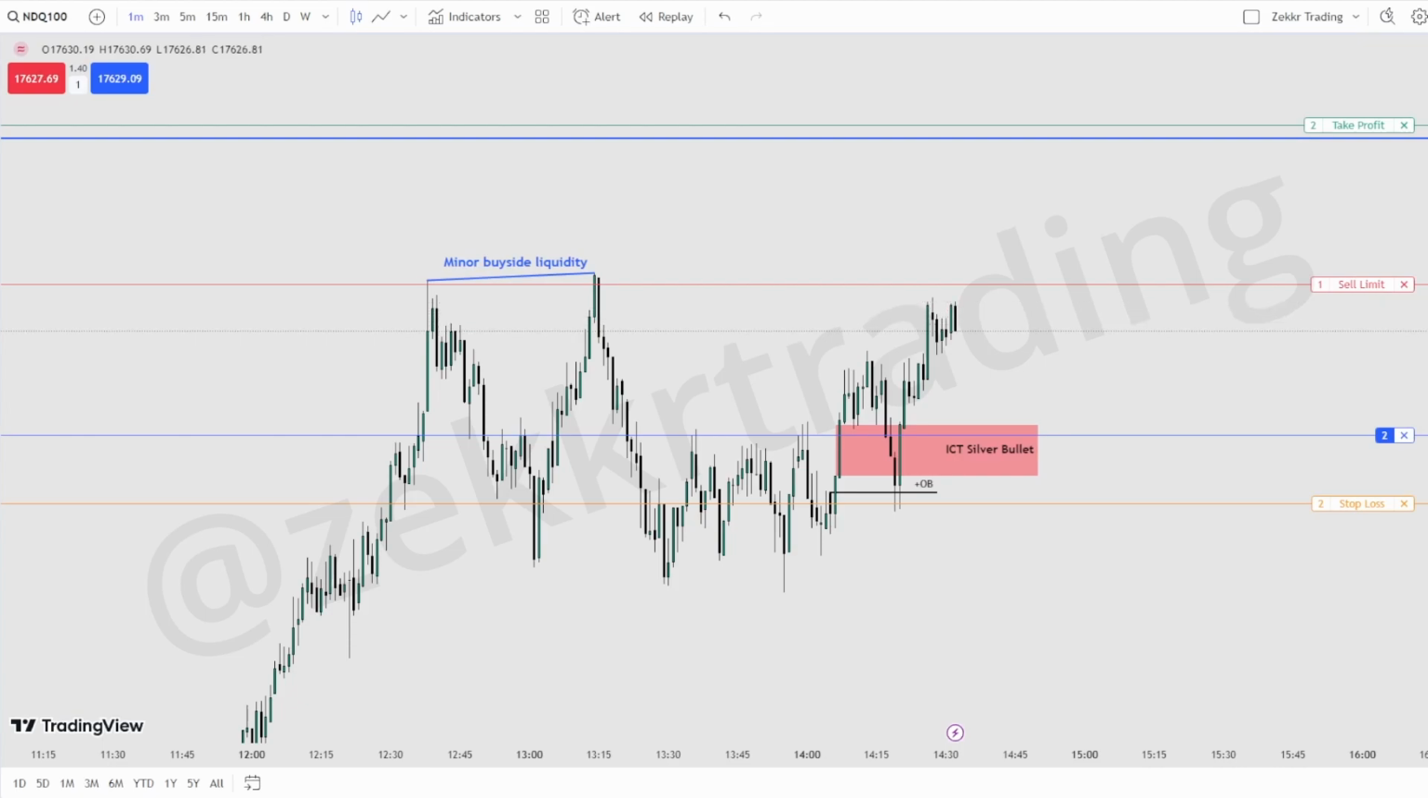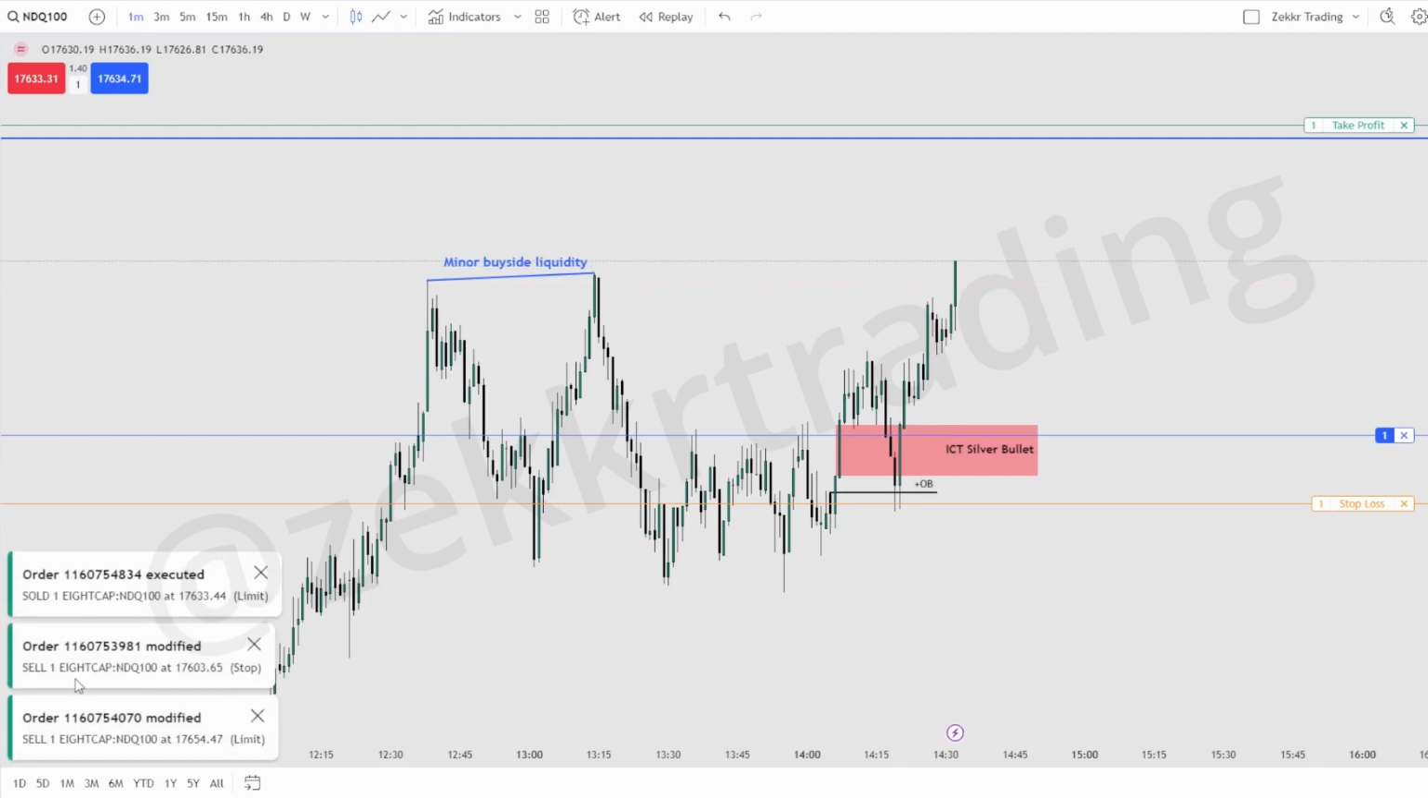So it's really simple once you understand the silver bullet, once you get how to determine a draw on liquidity, draw on price, where price is going to go next. From there, you just pick a fair value gap and find a displacement, and you're all set.